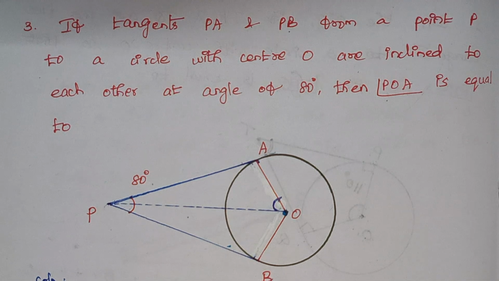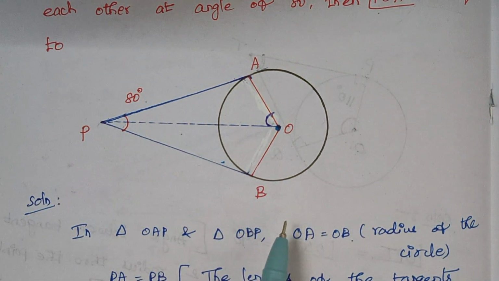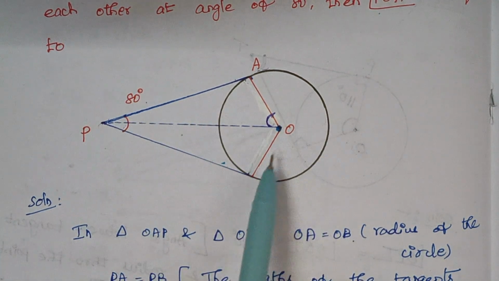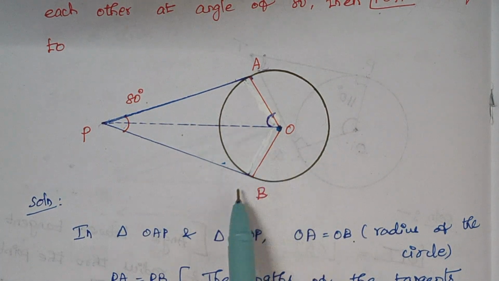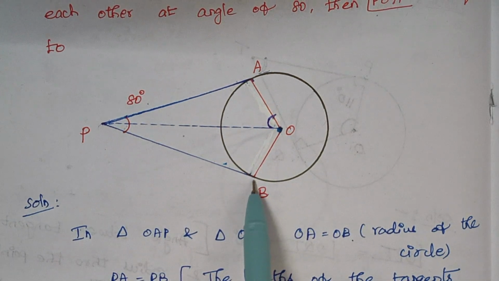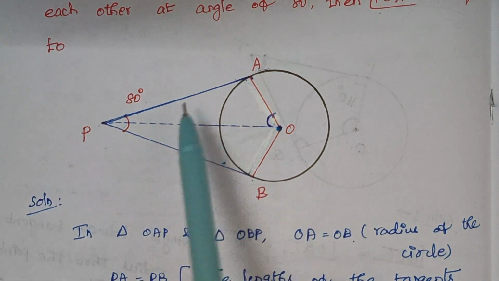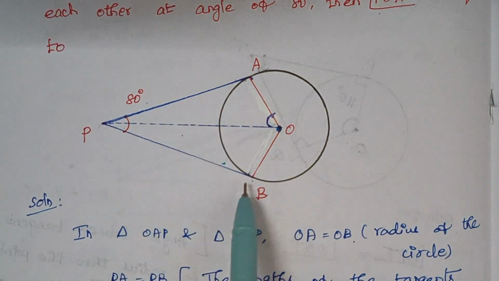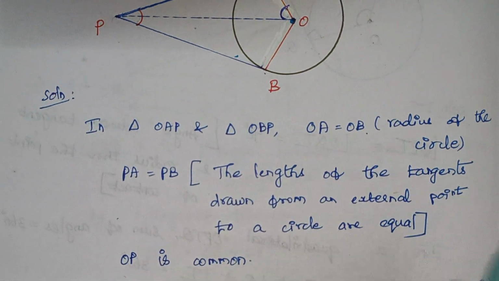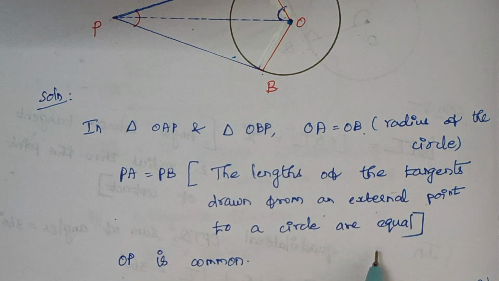As usual, we are considering this as two triangles, one as OAP and another one as OBP. In this case, OA is equal to OB. Why? Because they are the radius of the circle. Then the next thing is PA is equal to PB. Why? Again, this is according to our theorem: the lengths of the tangents drawn from an external point to a circle are equal.